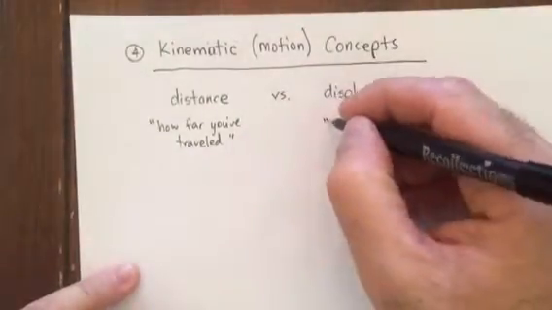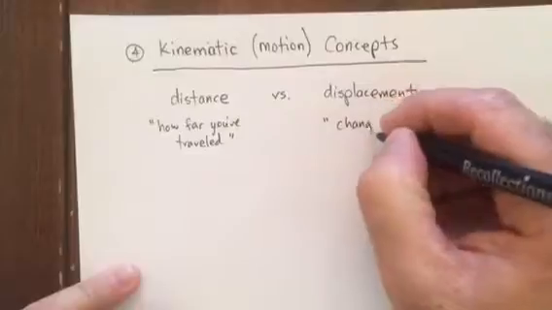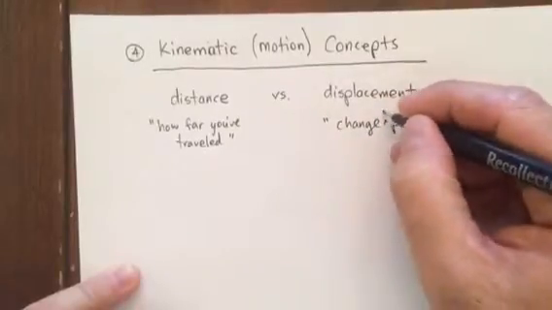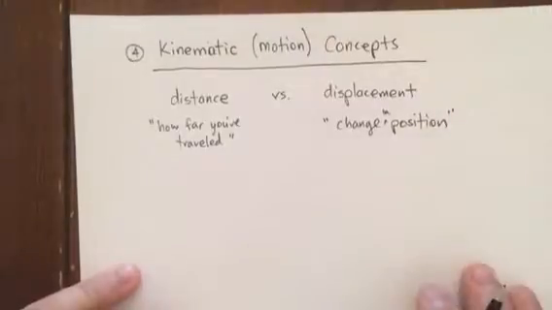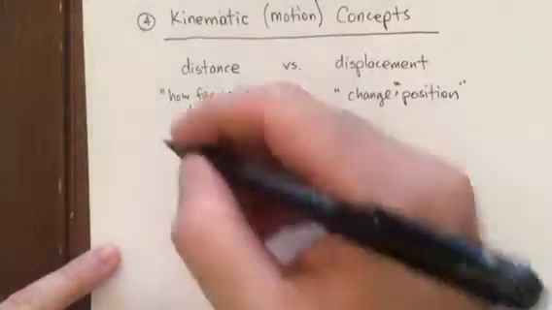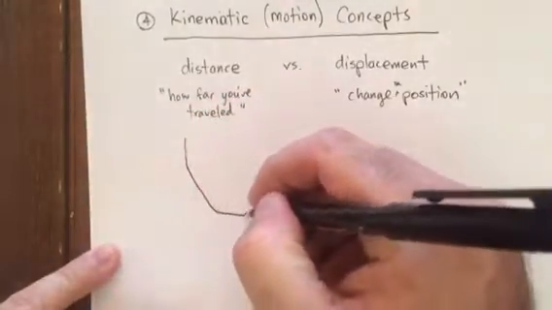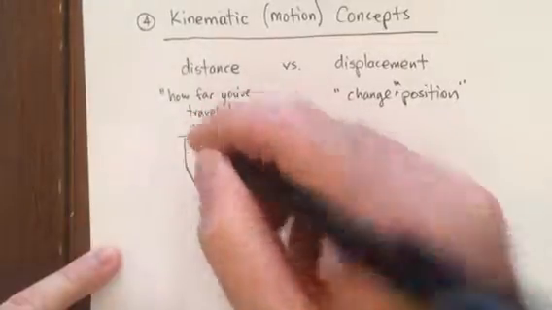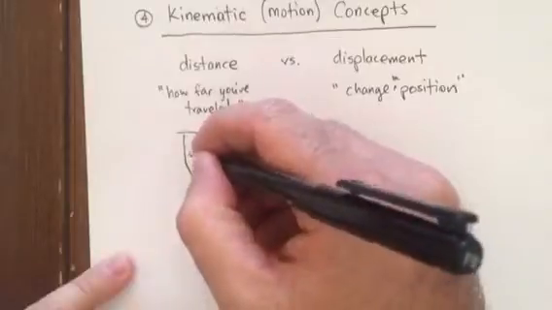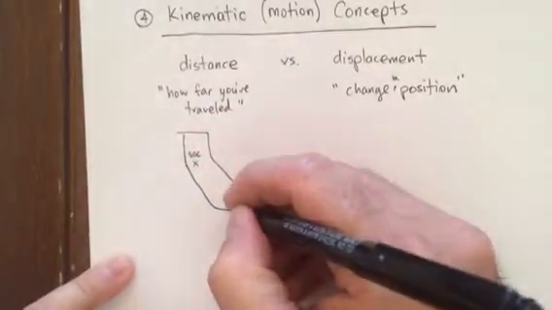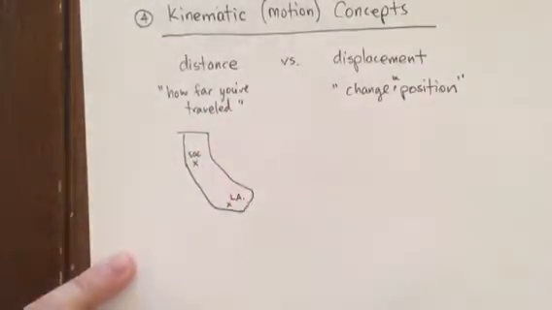Displacement is a change in position. So let me give you some examples here. Here's a map of California, with my awesome drawing abilities. And you're going to take a trip. You're going to go from Sacramento, up here, down to Los Angeles.